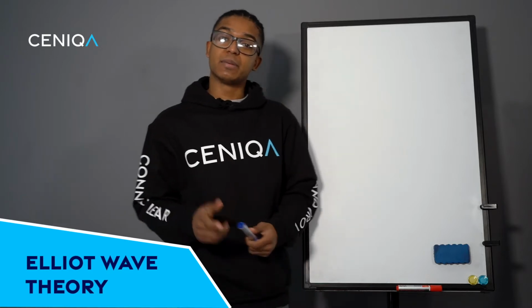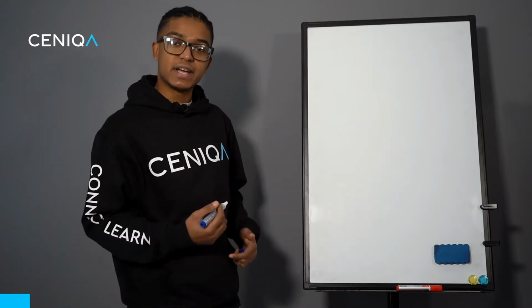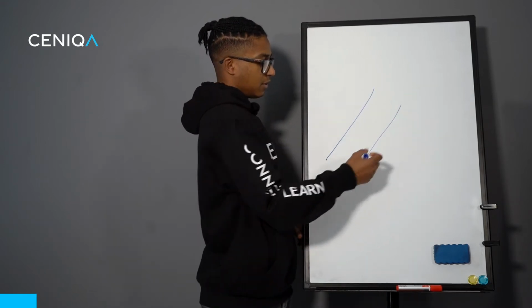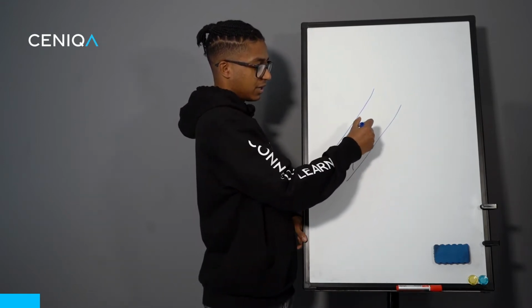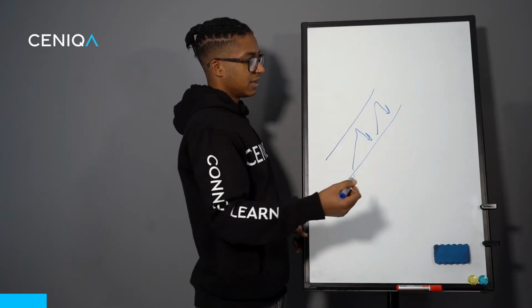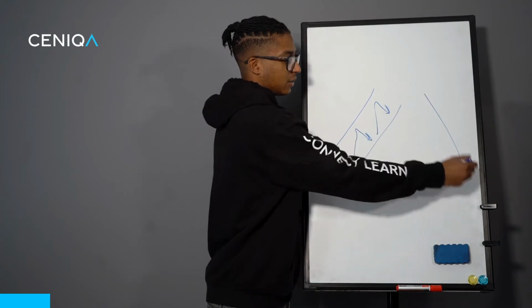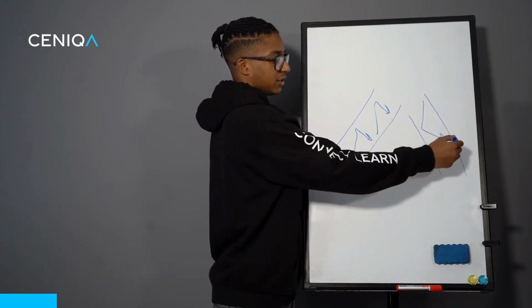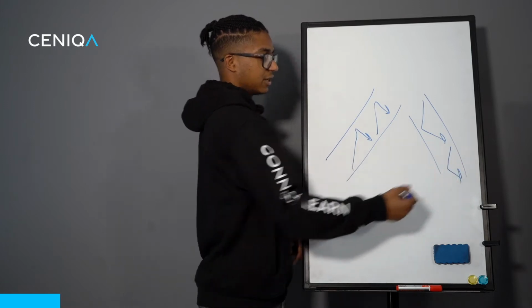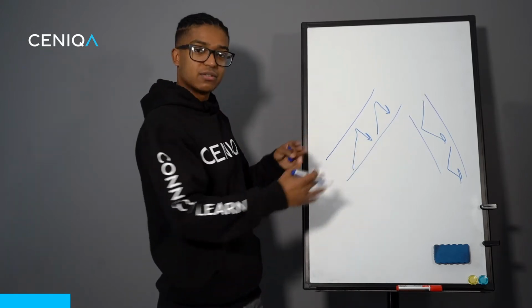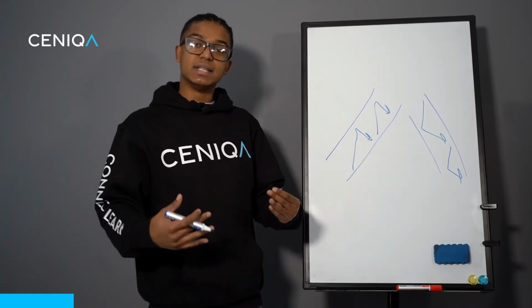Now, if you remember in the previous modules when we spoke about trends, in an upwards trend we had what's called a thrust and a reaction, a thrust and a reaction. And likewise, in a downwards trend, again we had thrust, reaction, thrust, reaction. Essentially, with Elliott wave, we're going to be looking at the thrust and the reaction in more detail.